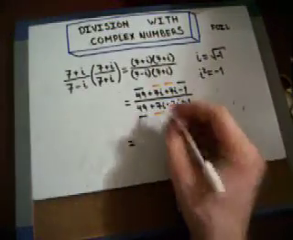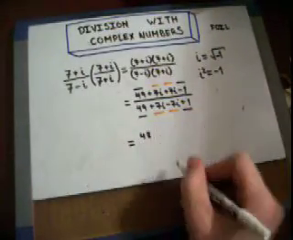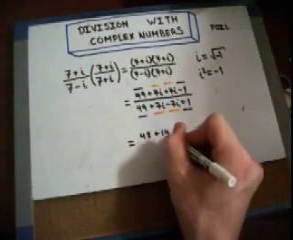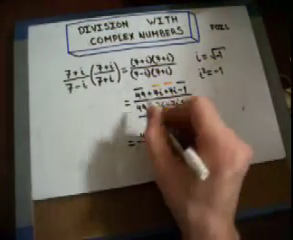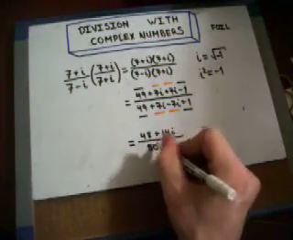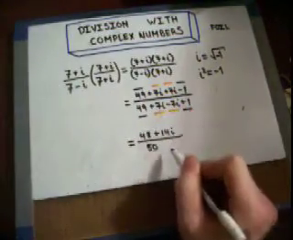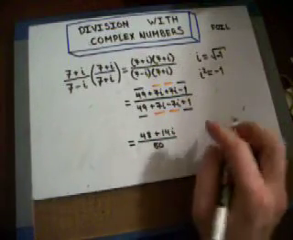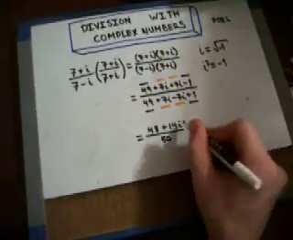49 minus 1, that's just going to equal 48. 7i plus 7i is just going to equal 14i. Alright? 49 plus 1 is just going to equal 50, and 7i minus 7i, well that's going to equal 0, so I'm going to move this 50 a little bit more to the center to make it look pretty. Alright, so what else can we do?